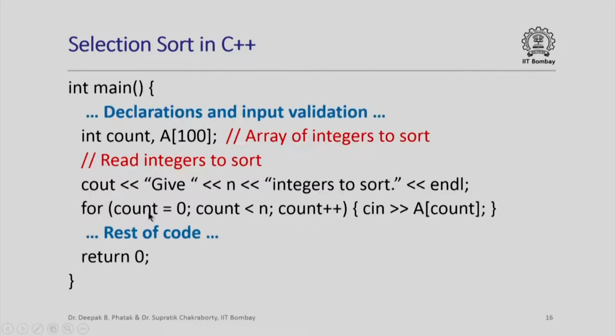Now after we have done this input validation, we are going to read the actual integers that we are required to sort. So I have used an array A of size 100 to store the integers, and this is another integer variable count that I am going to use to read in the actual integers to sort. So I ask the user to give the integers to sort, how many ever integers the user said he or she is going to provide, and then in a simple for loop I read in all of the integers that the user provides in the array A. Note that in this case the elements will be stored in A0 through An minus 1.